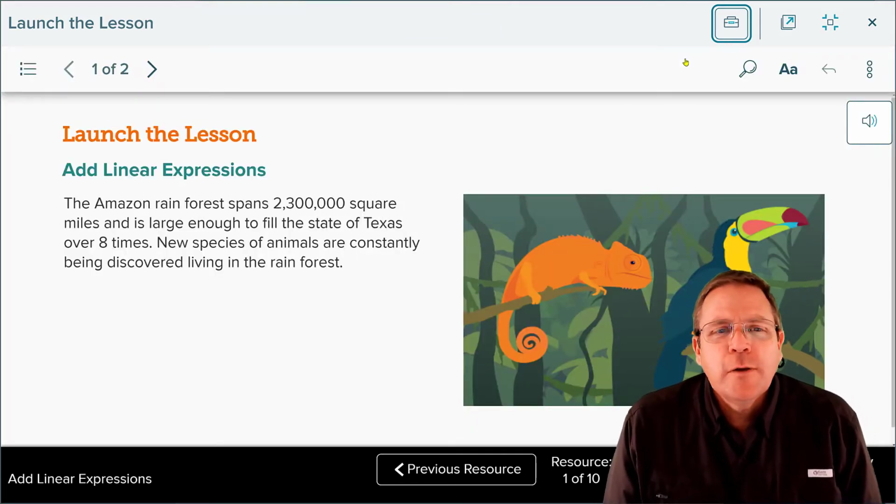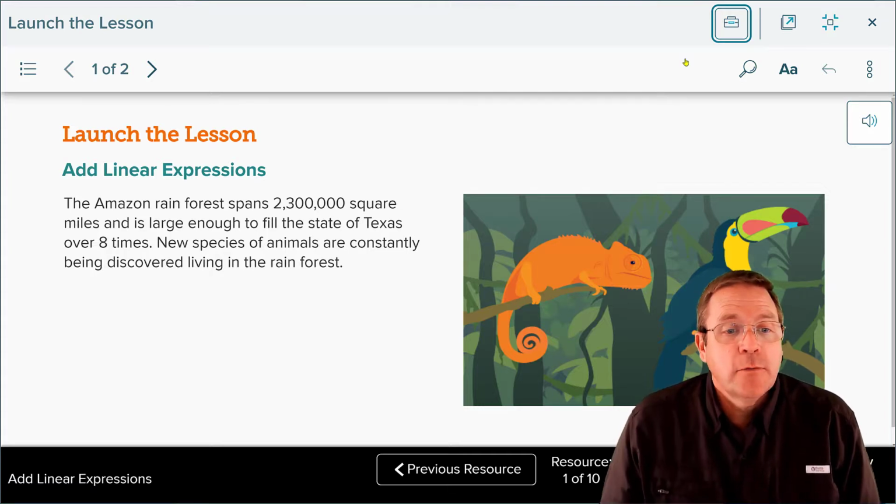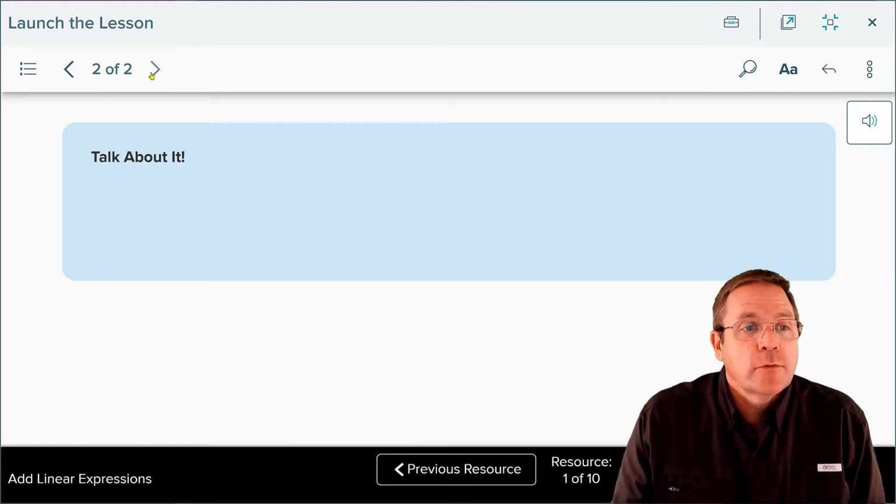The Amazon rainforest spans 2,300,000 square miles and is large enough to fill the state of Texas over 8 times. That's a big bunch of forests, guys. New species of animals are constantly being discovered living in the rainforest.